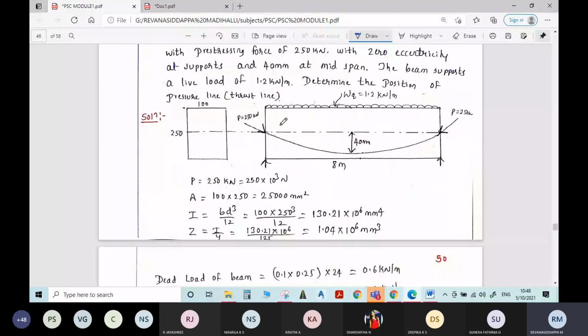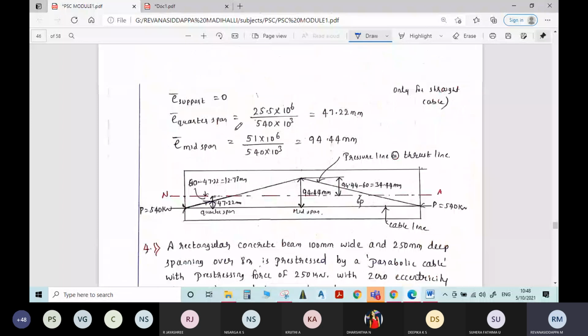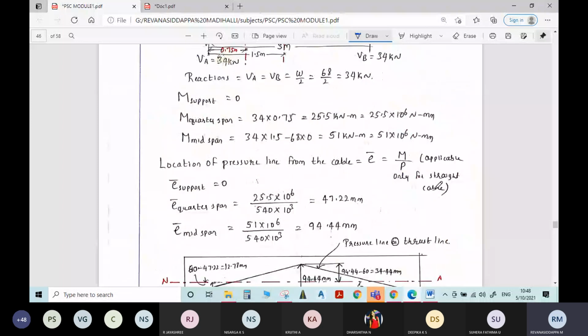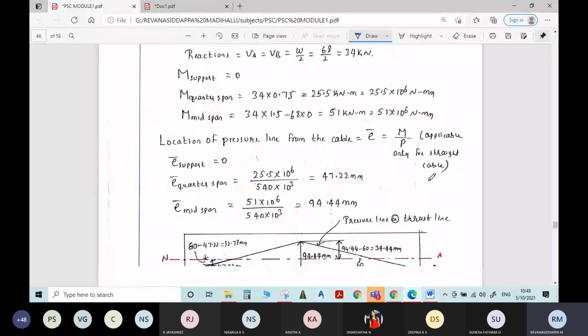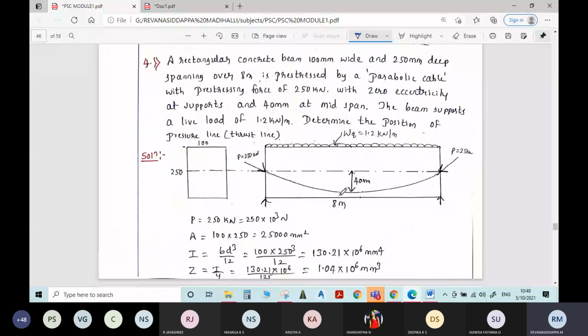As I told earlier, this formula is applicable only for a straight cable. Here in this problem, he has given a parabolic cable. Any doubts here? Okay, since a parabolic cable is given, the procedure is different.